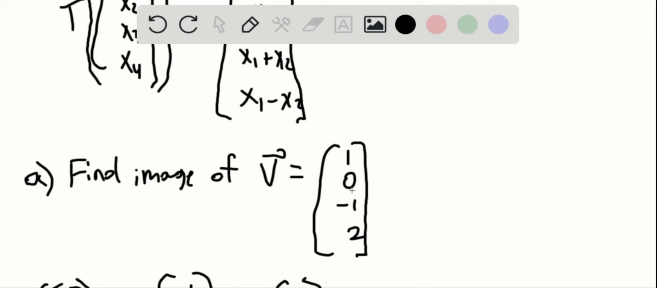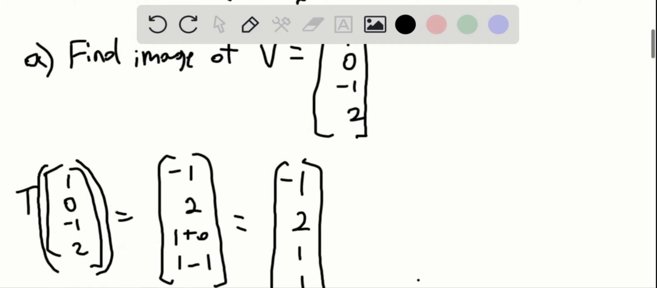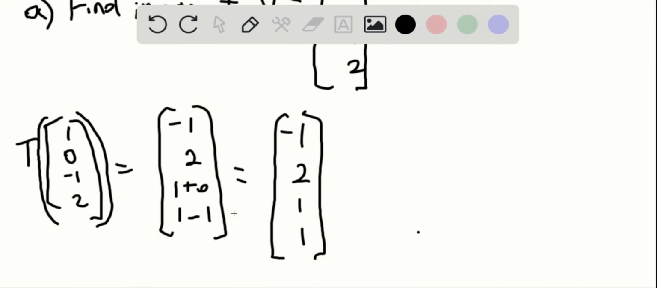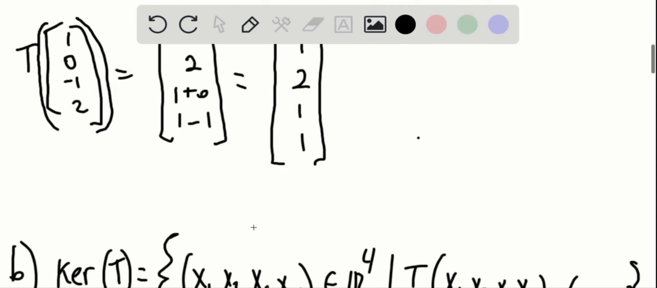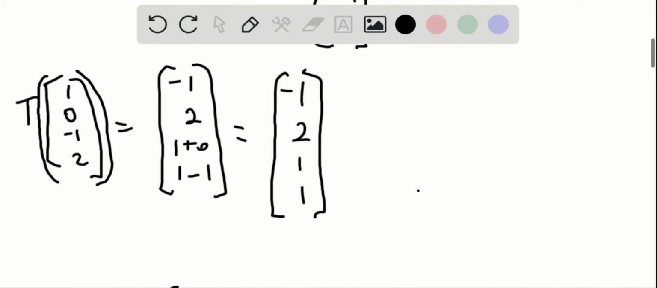0, negative 1, 2. Okay, so here we have that x1 is equal to 1, x2 is equal to 0, x3 is equal to negative 1, and x4 is equal to 2. So we have our transformation T of 1, 0, negative 1, 2 is equal to the vector here, negative 1, 2, and then 1 plus 0, and 1 minus 1 gives the vector here. Okay, so there is our answer, right?